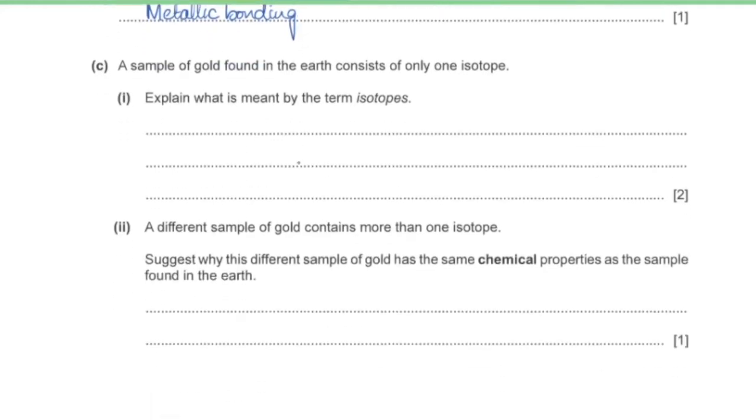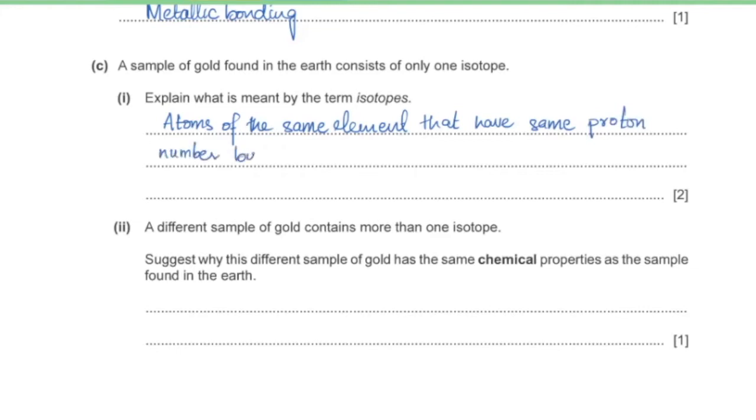Part C, a sample of gold found in the earth consists of only one isotope. Explain what is meant by the term isotopes. So these are atoms of the same element that have the same proton number but different mass number.